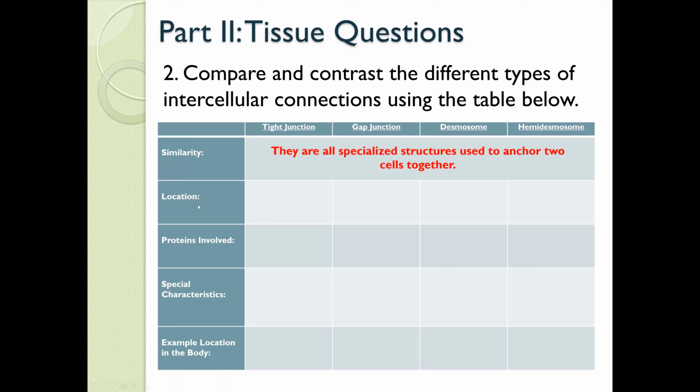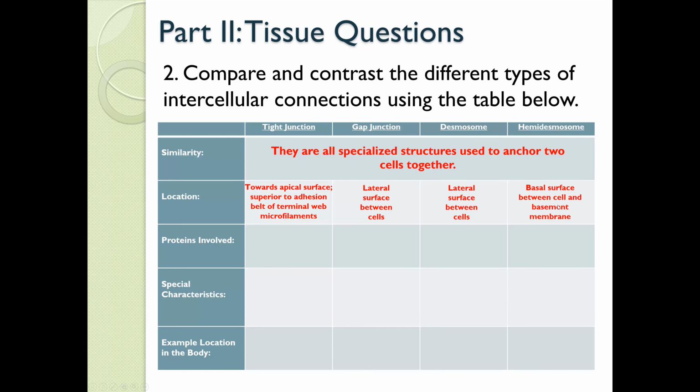So for location, and this is location in the actual cells, tight junctions are located closer to the apical surface, and they're just superior to the adhesion belt, which is made up of those terminal web microfilaments. Gap junctions are located on the lateral surface between cells. Desmosomes are also on the lateral surface between cells. And hemidesmosomes are on the basal surface between the cell and the underlying basement membrane.